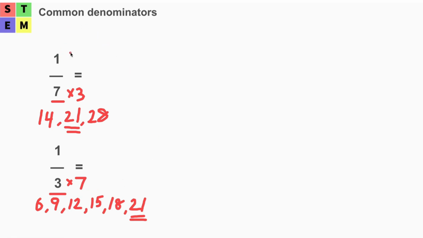So obviously, I have to use 1 times 3 there, and 1 times 7 there for the numerators. Okay, so obviously I will have 3 over 21 above and 7 over 21 here. Okay, so 3 over 21, 7 over 21.